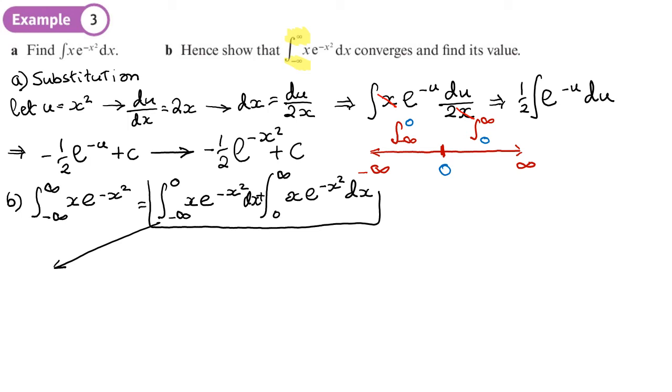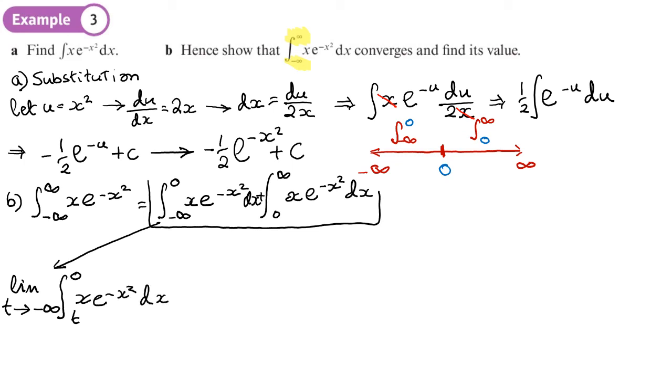Same technique as before. Let's see what happens. The limit as t approaches negative infinity. So we're going to have from 0 to t, and this will be x e to the negative x squared dx.